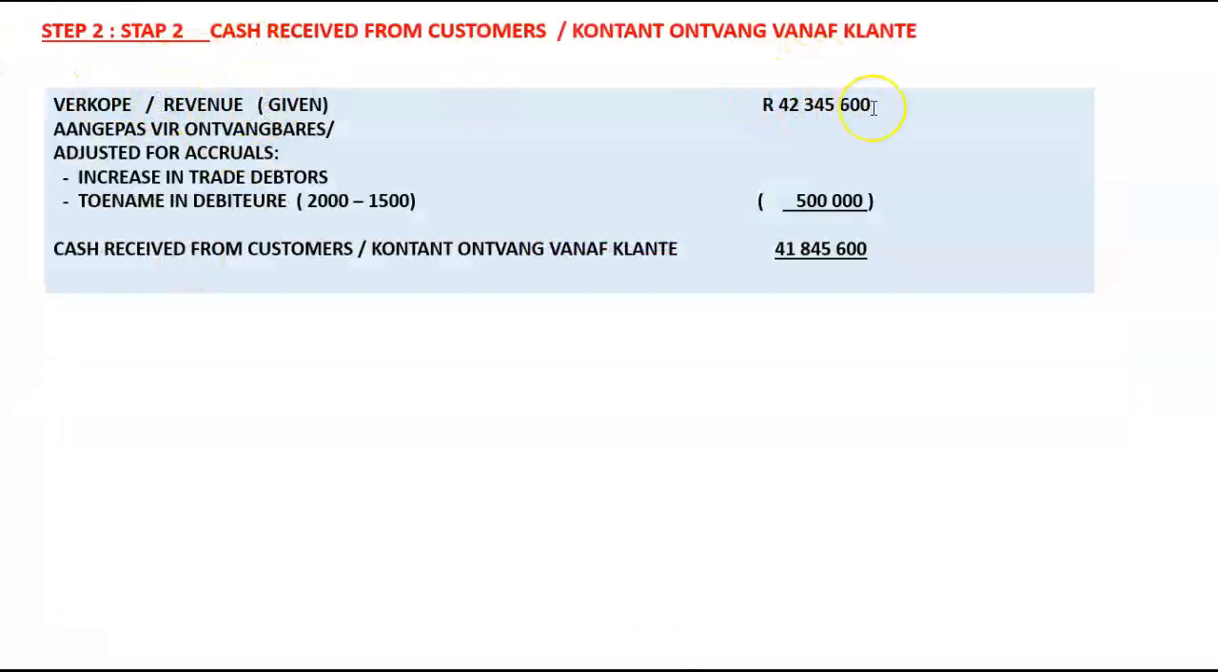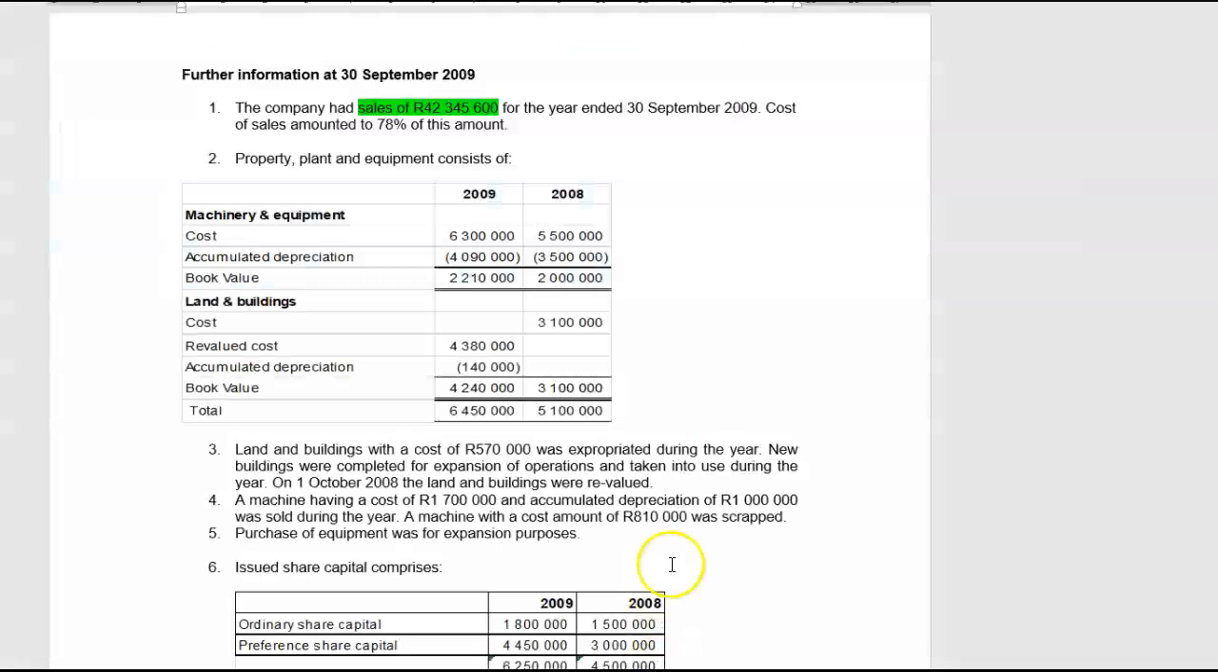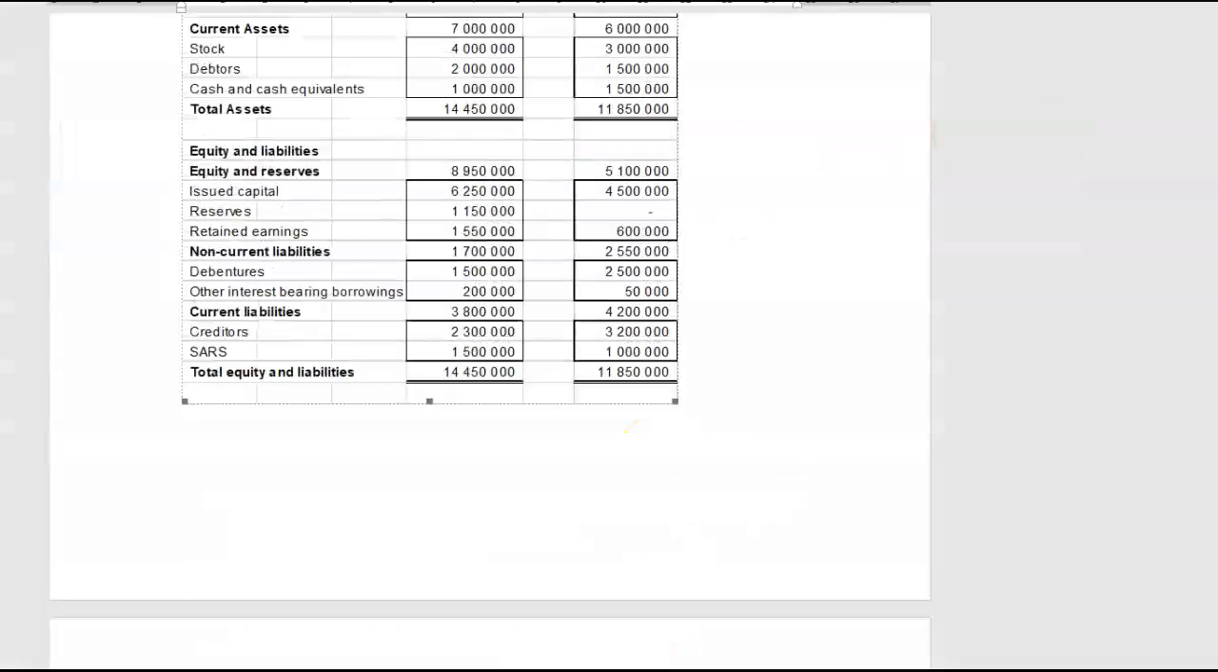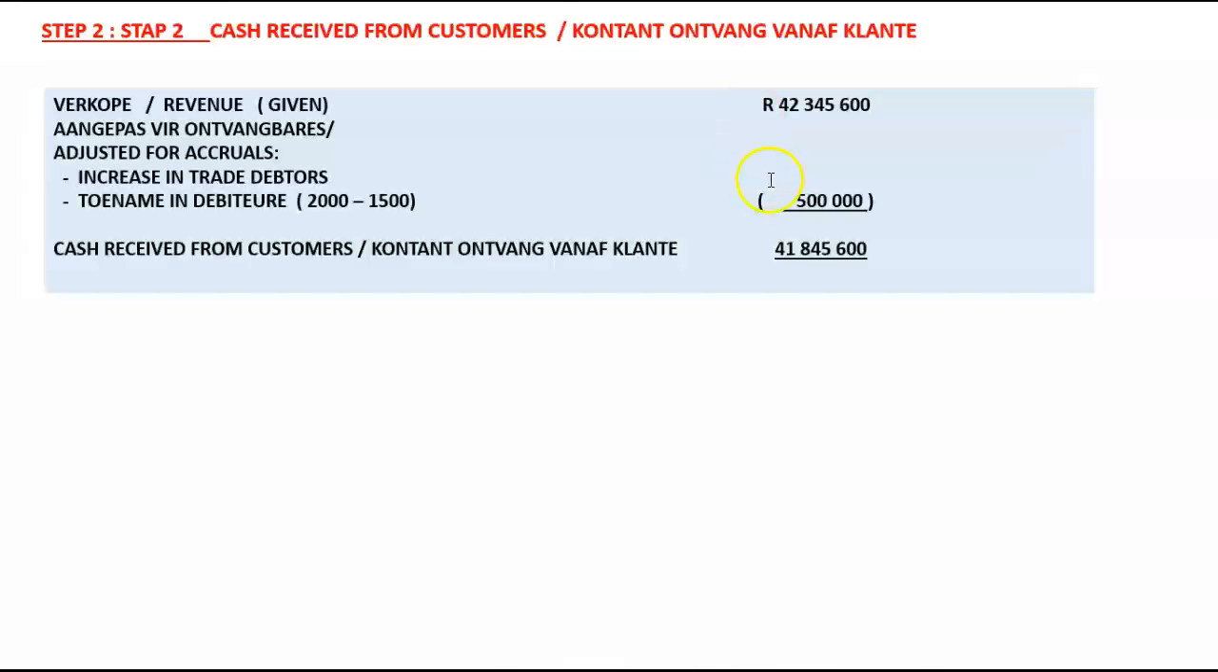Sales, 42,345,600. There was an increase in debtors from 1.5 million to 2 million. An increase in debtors represents a cash outflow. So that outflow is in brackets. I cannot stress enough, guys, if your bracket indication with cash flow statements is not correct, you will not receive a mark at all for your figure. So your bracket indication is equally important to the figure that you're going to put down.